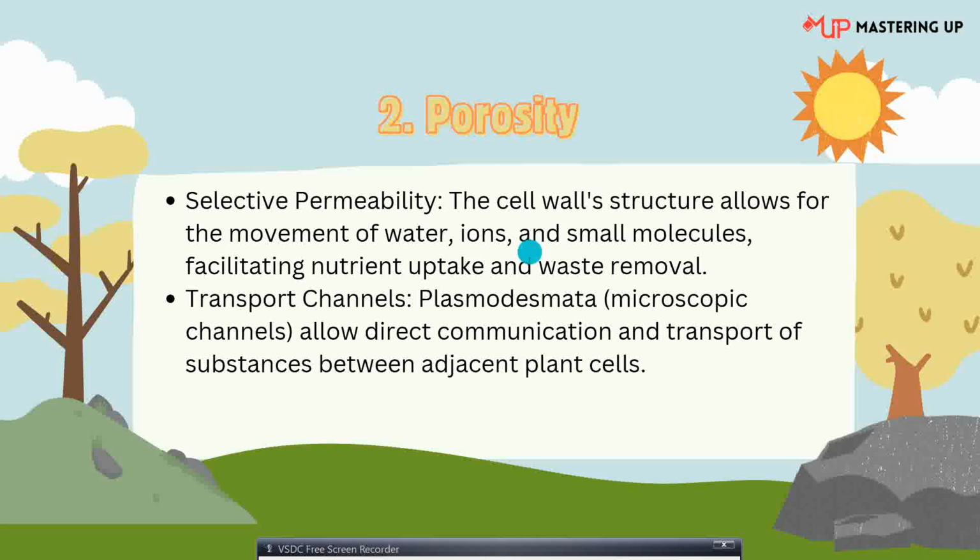Selective permeability, that is, porosity first of all helps in selective permeability. The cell wall structure allows for the movement of water, ions and small molecules, facilitating nutrient uptake and waste removal. Basically all these substances can be transferred through this cell wall, but majorly you need to know that the plasma membrane majorly helps in the selective permeable transport of important nutrients and minerals. Now transport channels: plasmodesmata, microscopic channels, are present. They allow direct communication and transport of substances between adjacent plant cells.